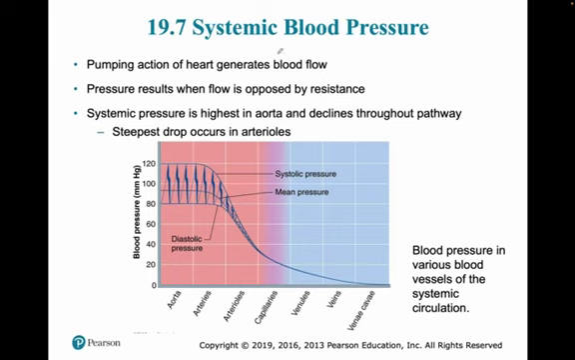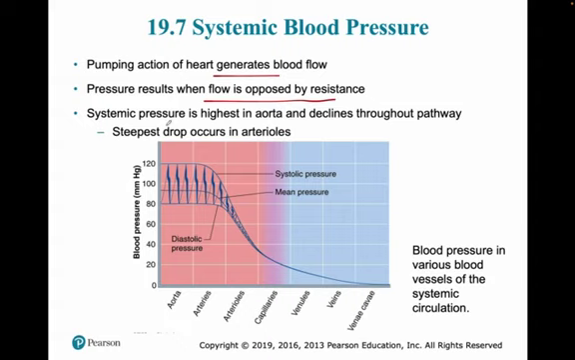Next one is systemic blood pressure. So as the blood flows, naturally it also creates a pressure, right? So the pumping action actually generates a blood flow, and pressure results when the flow is opposed by some form of resistance. That's an opposition. So something is stopping the flow, and that's going to create more and more pressure.